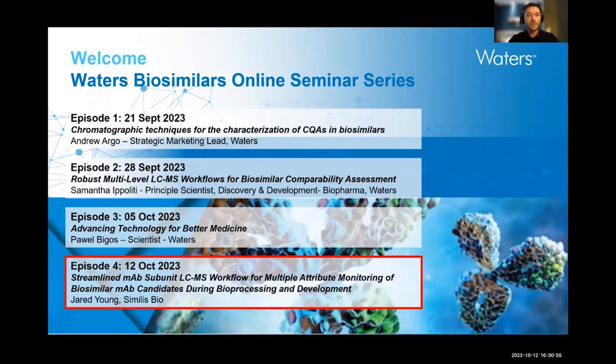But just to quickly recap on some of the previous sessions, we started off a few weeks ago now, and we heard Andrew talking about some chromatographic techniques for characterizing critical quality attributes in biosimilars. Then we moved on to episode 2, where Sam talked us through some really nice workflows for biosimilar comparability assessment. And just last week, Pavel discussed some nice approaches for LC method development in the context of biosimilar analysis. All of the above sessions were recorded. Those recordings are available on demand, and we're going to send out some links for the whole series. They're going to be shared after this particular event, so keep an eye out for those.